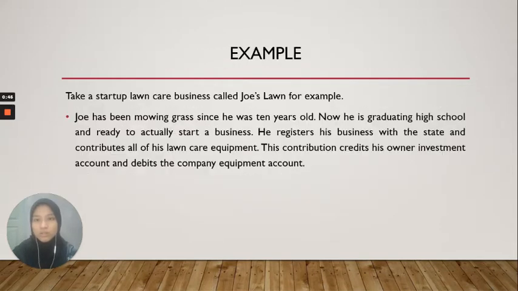For an example, take a startup lawn care business called Joe's Lawn. Joe has been mowing grass since he was 10 years old. Now he is graduating high school and ready to actually start a business. He registers his business with the state and contributes all of his lawn care equipment. This contribution credits his owner investment account and debits the company equipment account.